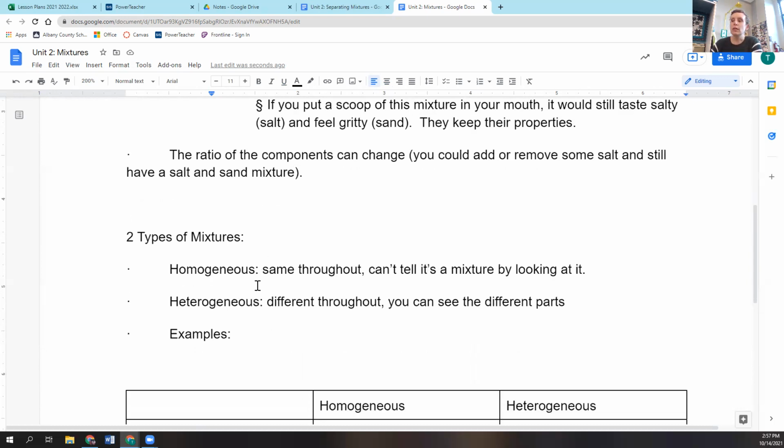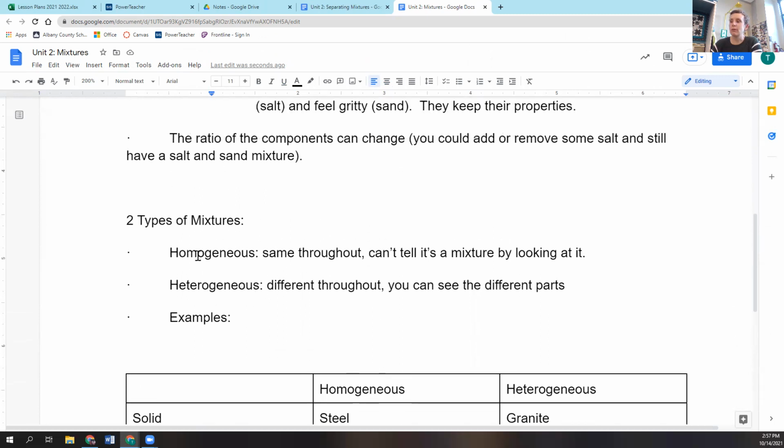Now we have two types of mixtures, which we've learned about already. We have homogeneous, which is the same throughout. You cannot tell it's a mixture by looking at it. It's uniform is another way to say same throughout. Okay, homo means same, same throughout. Heterogeneous is different throughout. You can see the different parts of the mixture.